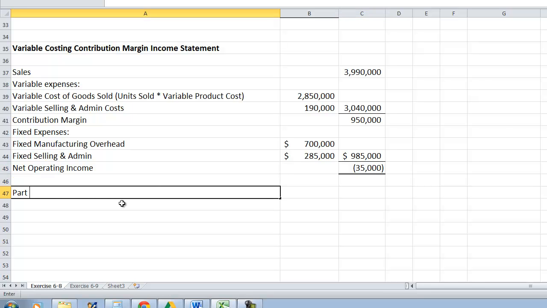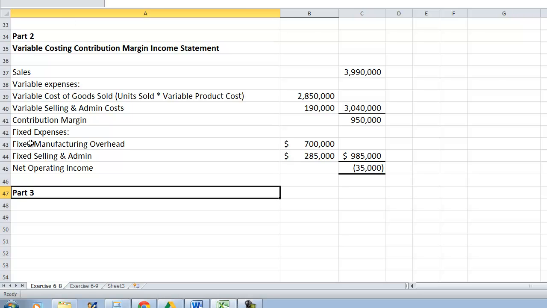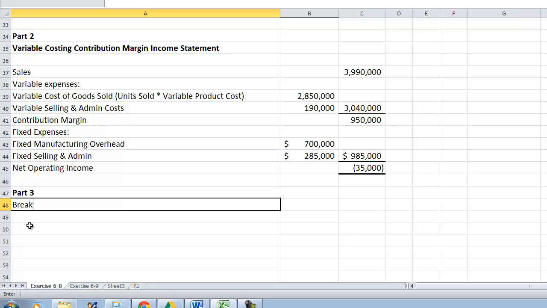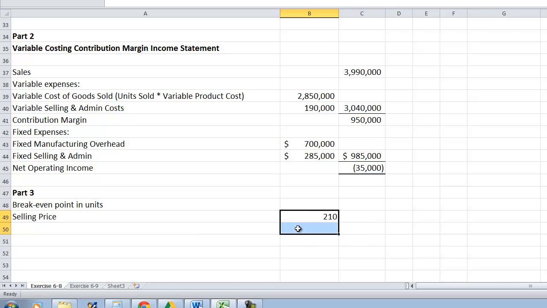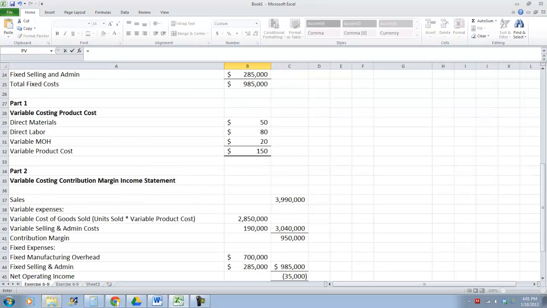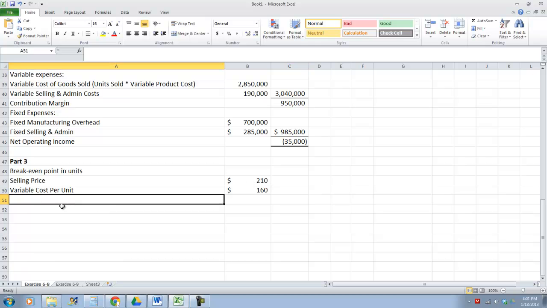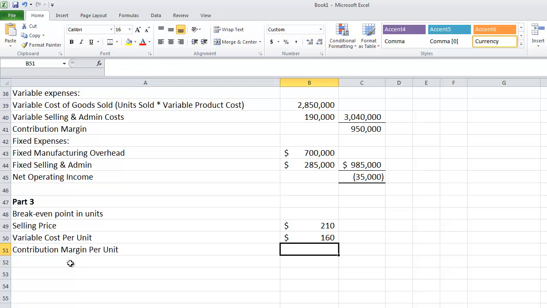So part 3 is to actually figure out our break-even point. This is from the previous chapter. Break-even point in units. We can do this by taking the selling price, which is 210, right? And then the variable cost per unit, which is 160 up here, okay? And our contribution margin per unit equals our selling price minus our variable cost. So each unit contributes $50.